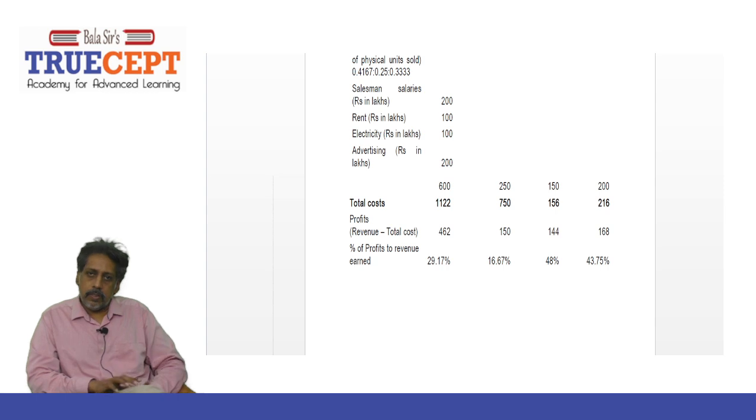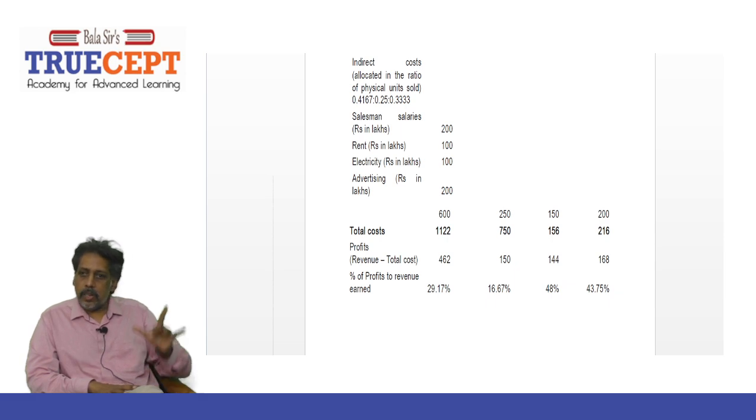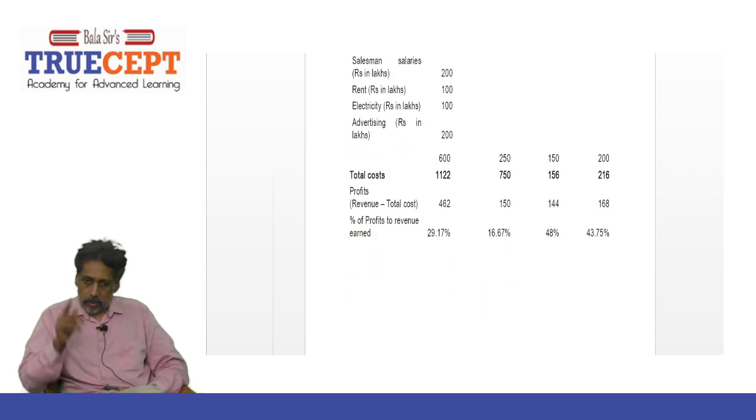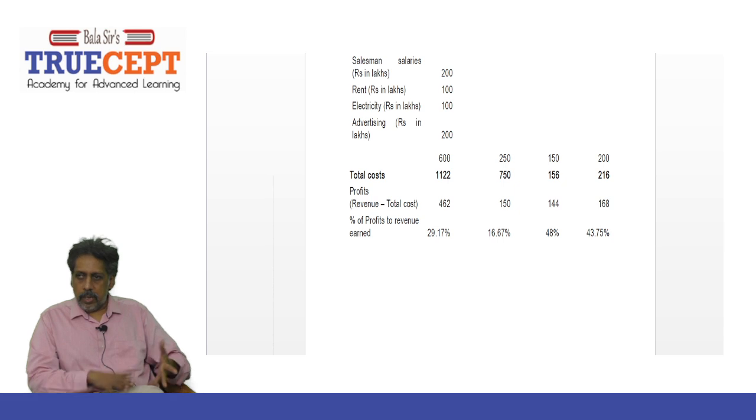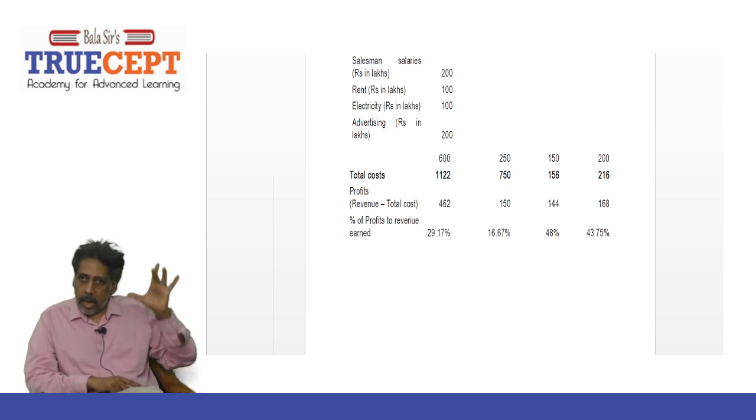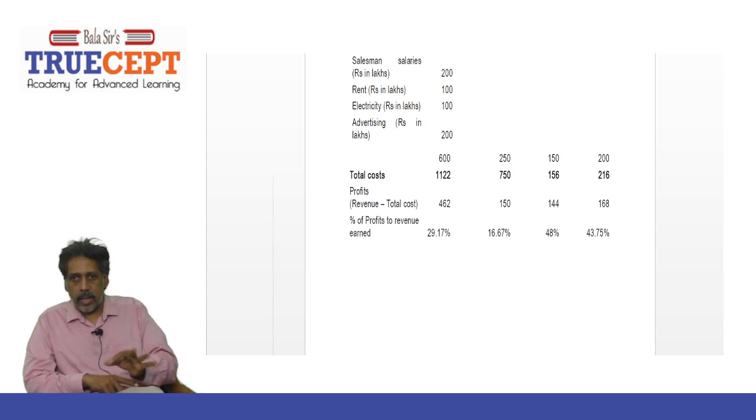And then for insurance, it is 144 divided by 300 into 100, which is 48%. And for finance, it is 168 divided by 384 into 100, which is 43.75%. So that is the profit as a percentage of revenue earned. Basically, you should take your net profit and divide by the commission earned on selling insurance, and the processing fee earned on the loans arranged. Even for a car, calculate the profit as a percentage of the dealer's commission you earned, 3% on 30,000 lakh. Is that fine? Yes, sir.